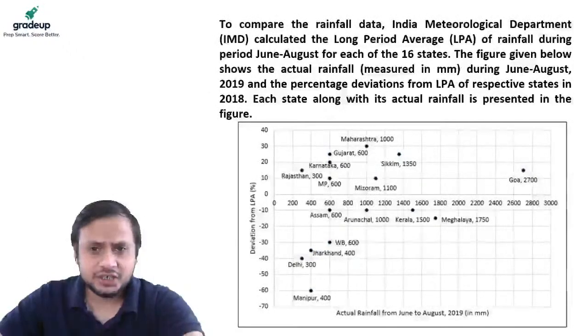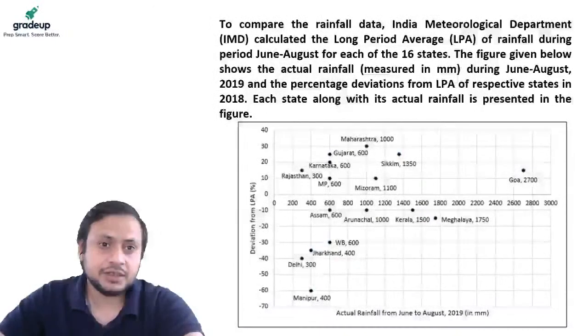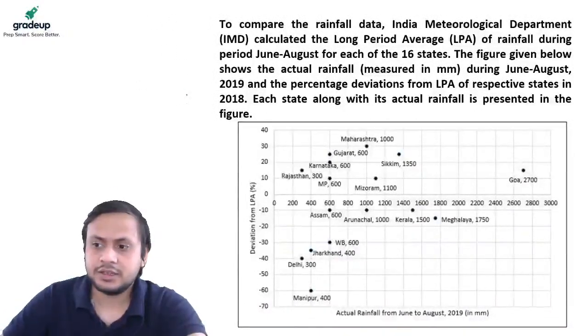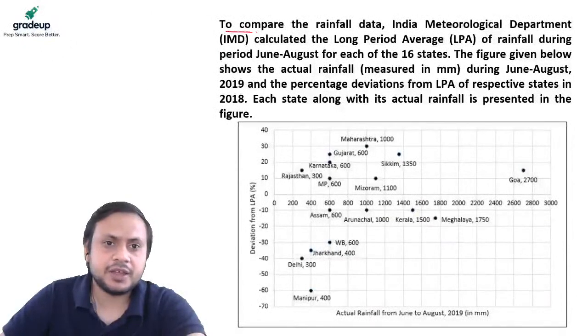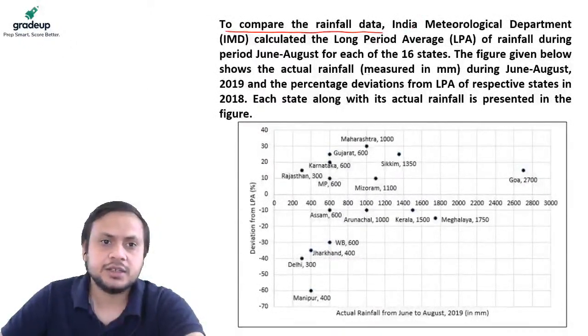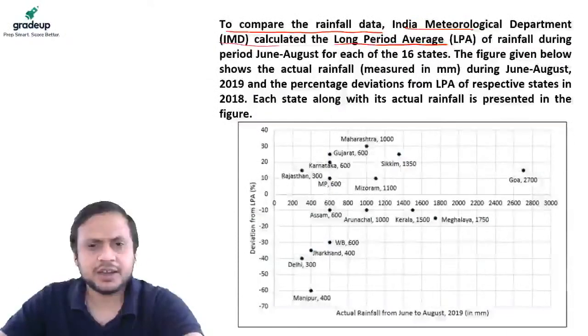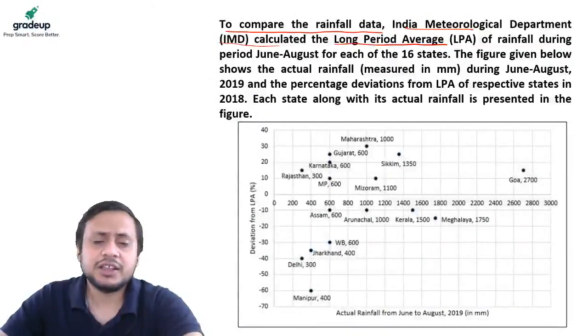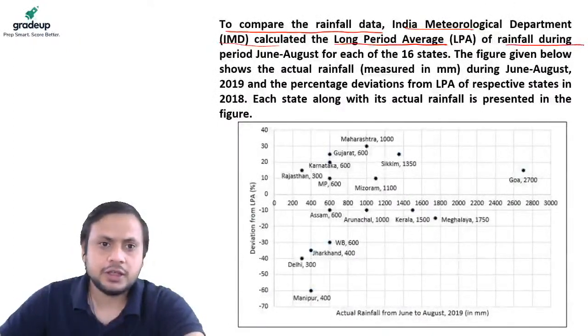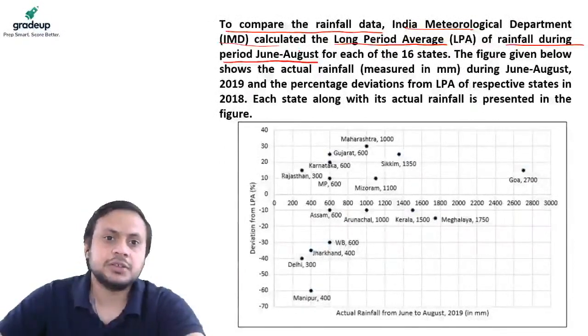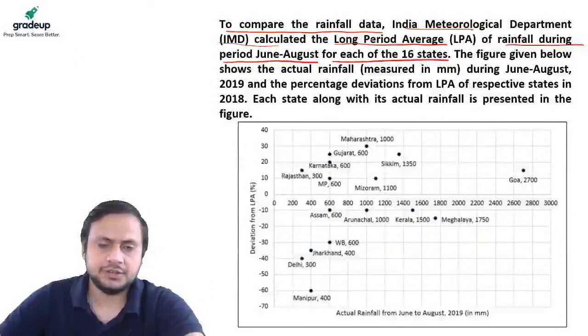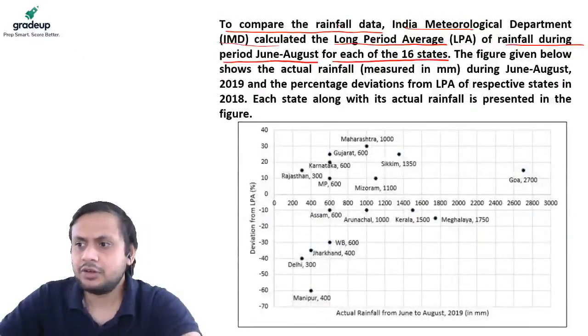So what information is given here in this DI set? They're saying to compare the rainfall data. IMD calculated the long period average, and they'll define long period average as and when required, although this is required in the last question only, question number 28. It is of rainfall during the period June to August, that is June, July and August, for each of the 16 states.